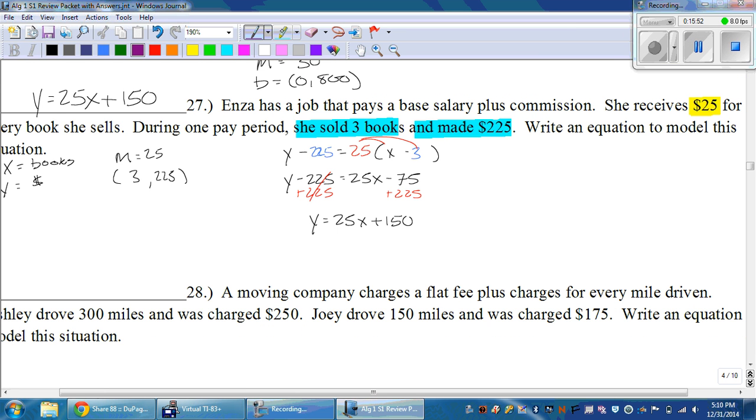Okay, so let's watch my work. Distribute the 25 and we get 25x minus 75. Add 225 to both sides and we get y equals 25x plus 150.